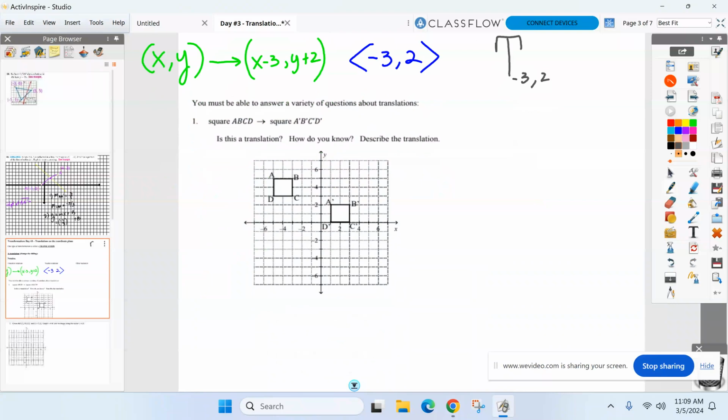So what I need you to first do is, all right, how am I going from A to A prime? Left, right, up, down, how many units? And is that the same to go from B to B prime, C to C prime, and D to D prime? So you have to move the same distance and direction for every point for it to be a translation. So test it out right now, and I'll ask somebody. Just because you're sliding doesn't make it a translation. It's got to be the same distance and direction you're sliding for every point.